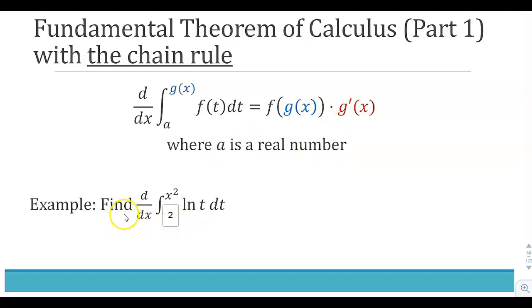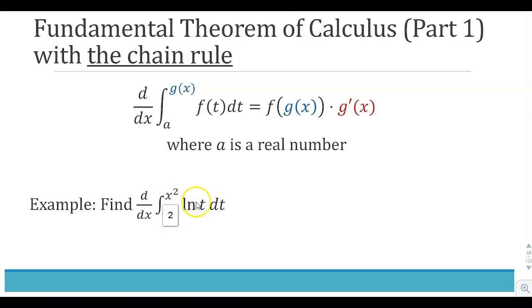So applying this, I have to find the derivative with respect to x of the integral from 2 to x squared of the natural log of t dt. So here, again, the derivative with respect to x, I do have an area function here, but instead of x, I have a function of x squared.